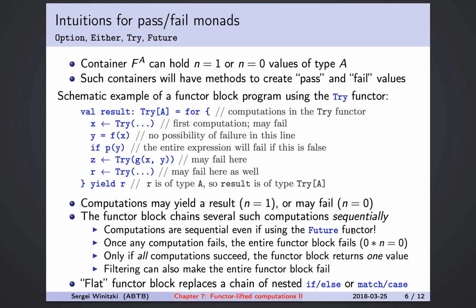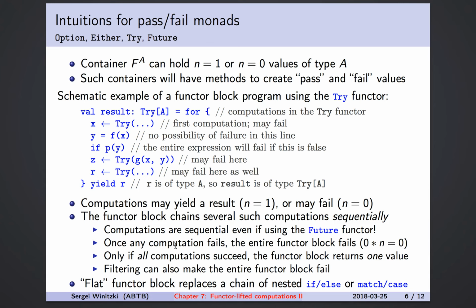So once any computation fails, the entire functor block fails. Remember, the number of elements in the entire collection is going to be the product of the number of elements in the generator lines. And so if any one of them is 0, then the entire thing collapses to 0. So there are going to be 0 elements in the result. In other words, it's going to be a failure.